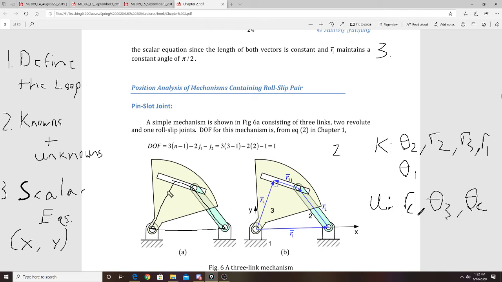Alright, so here we go. So this is our loop again, R2, RC, R3, and R1. So the third part of this is to write your equations down, your vector loop, right? So for our vector loop, I'm going to write R2 plus RC plus R3 minus R1 equals 0, right? So that essentially is our vector loop, right?